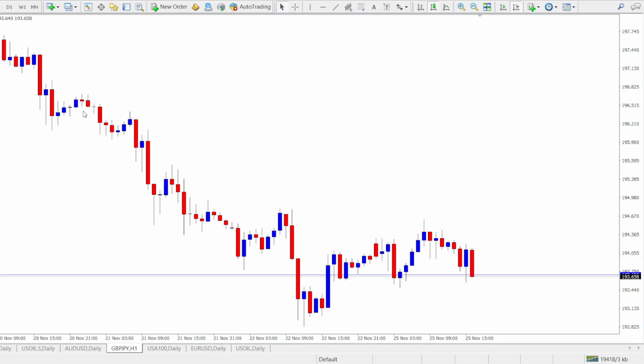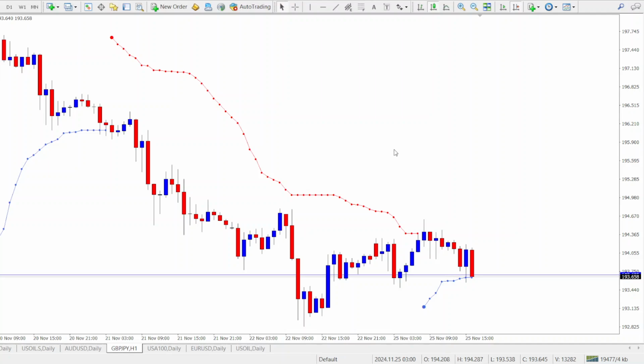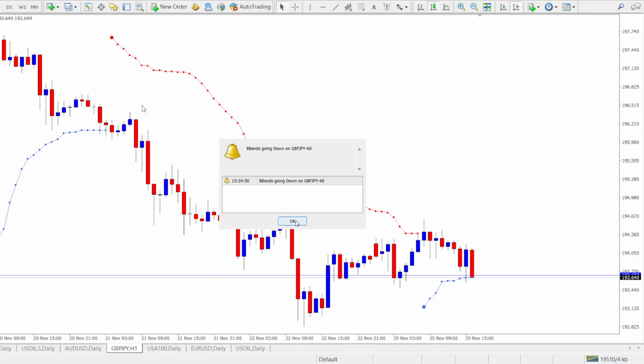So I'm just going to be adding the indicator to the chart right away because I have already downloaded it. Okay, this is the trend confirmation indicator. So as we can see on the chart, it's quite straightforward. It helps you to identify the direction of the trend, and in addition to that, the indicator gives you alerts.